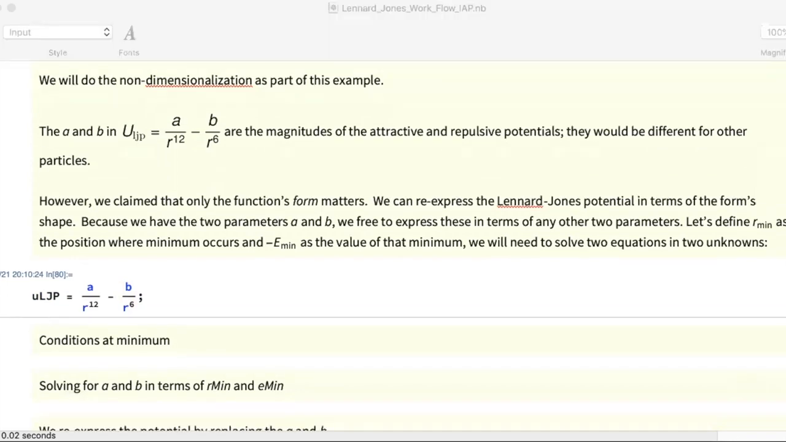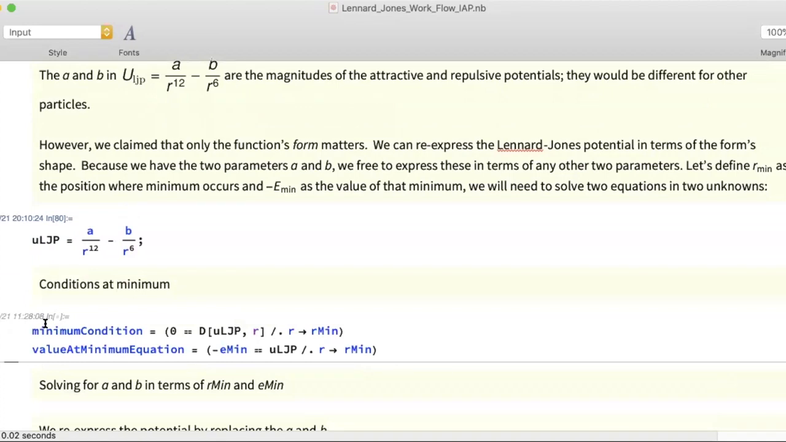Okay, so I want to turn this into a form which is a little bit easier to read. And so I'm going to type in here the conditions that the system is at a minimum, right? So here I'm going to say 0 is equal to the derivative of my potential with respect to R. And if I evaluate that at the minimum, it's going to give me a 0. And then the value at the minimum is just taking my potential, using this rule saying if R is sitting at the minimum value, then the minimum of the potential is going to be E min.